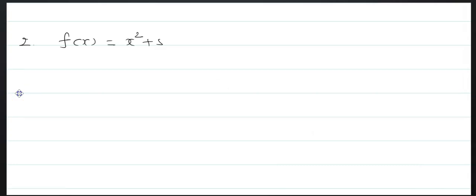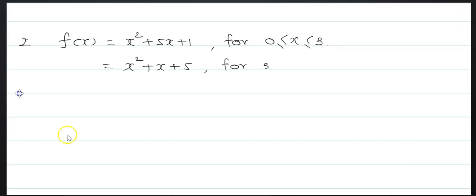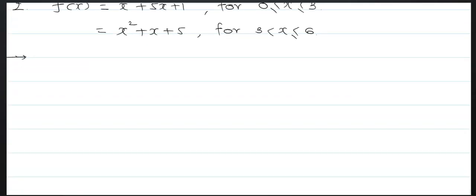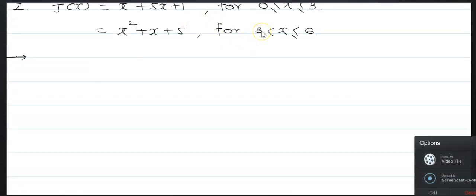Next problem. F of x is equal to x square plus 5x plus 1 for x lies between 0 to 3. F of x is equal to x square plus x plus 5 for x lies between 3 to 6, greater than 3, and here equal to 6.